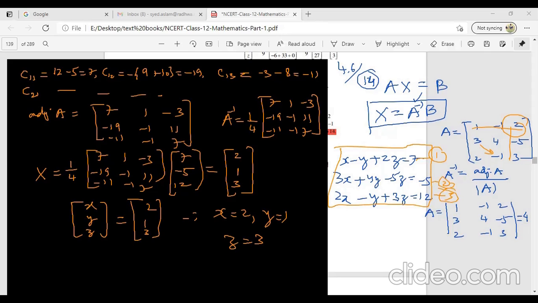Got it? So find the inverse, multiply. At last, always you will get 3 by 1, and here also 3 by 1. X is always x, y, z, a 3 by 1 matrix. And B, you know that this is B, 7, minus 5, 12, and substitute to get that.